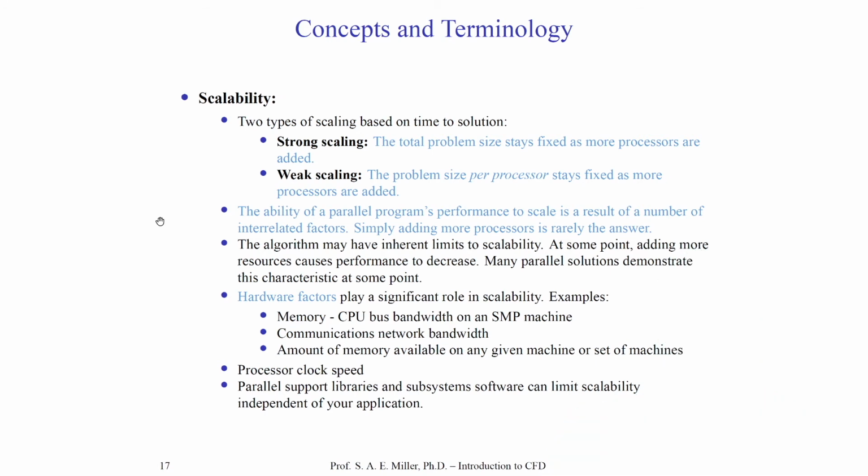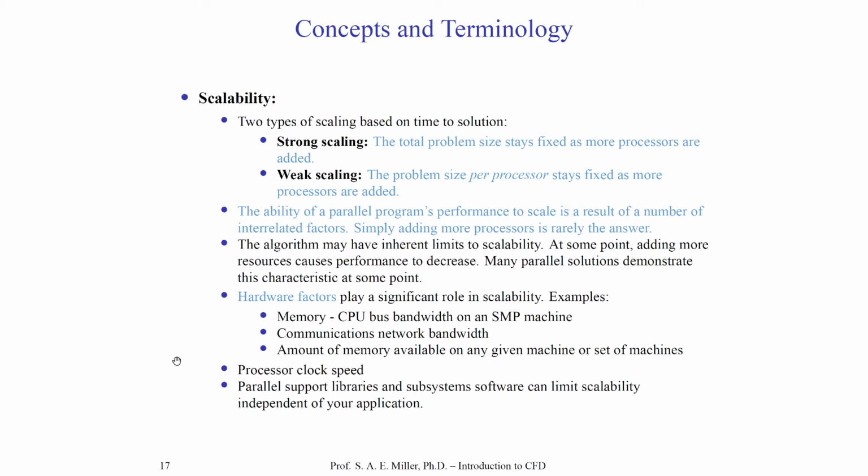The ability of a parallel program's performance to scale will be a result of a number of integrated factors. It's not this simple. It comes down to many factors that involve the hardware and the software and programming, and especially the type of problem we're solving. Many of these factors can be examined here. Some are memory, the CPU bus bandwidth, communication network bandwidth, the speed and latency of communications on the network, and of course the amount of memory available to any particular machine.